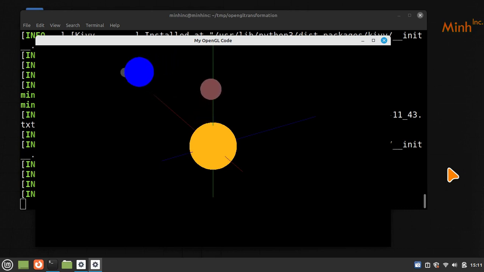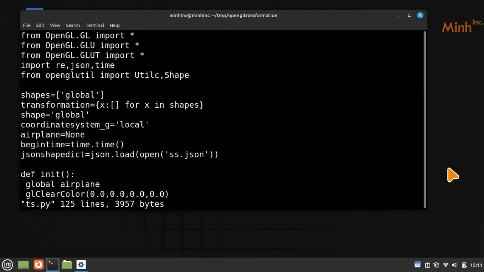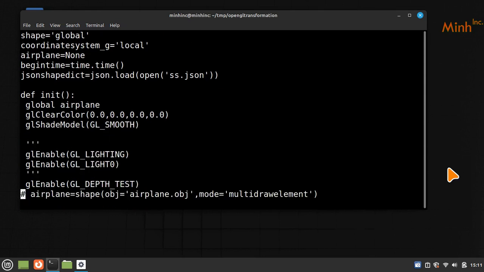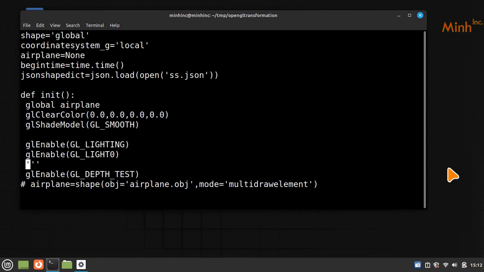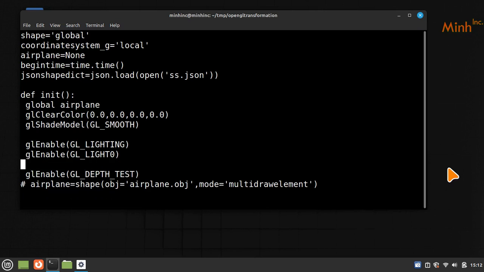Okay, so now the concept is that we will add lighting to this code, so there would be light. That is the idea. Here we will enable the lighting. There is no shame in enabling the lighting. So these two lines would enable the lighting.